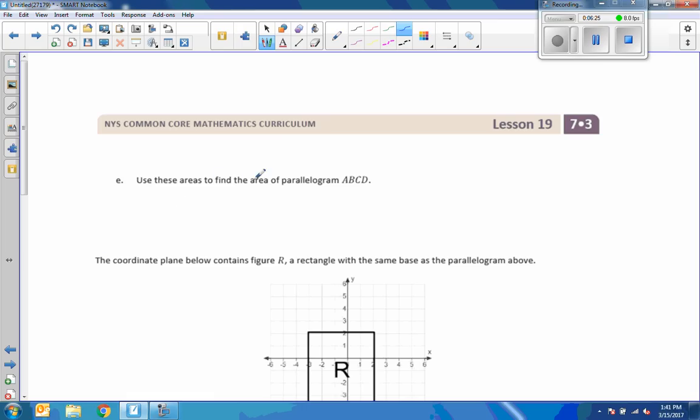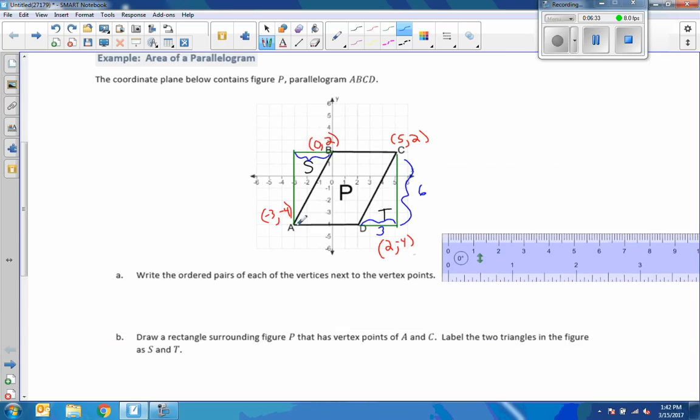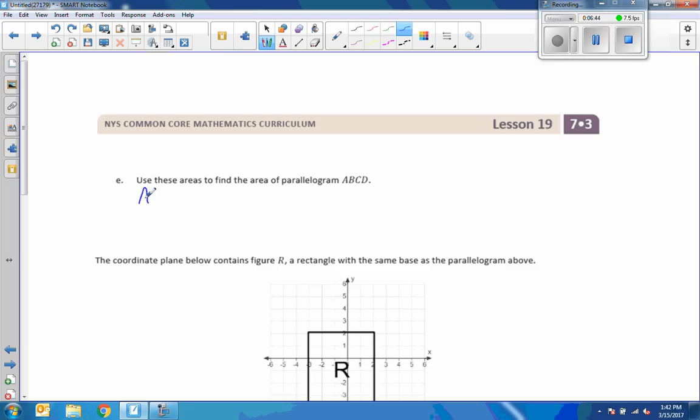Now it says use these areas to find the area of parallelogram ABC. Alright, so what they're trying to explain to you here is we took an entire rectangle, we found the area of S and T, and this is the whole thing minus those two triangles. So what we're really doing is the area of P equals the area of the rectangle minus the area of the S triangle plus the area of the T triangle. So there's my formula. We're looking for the area of P.